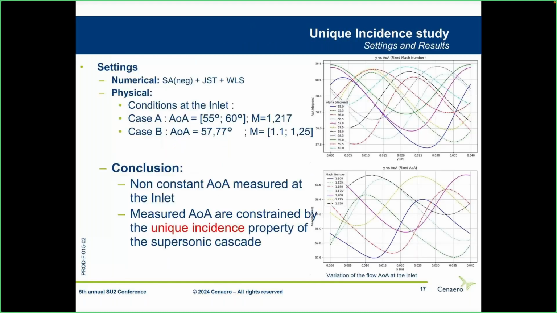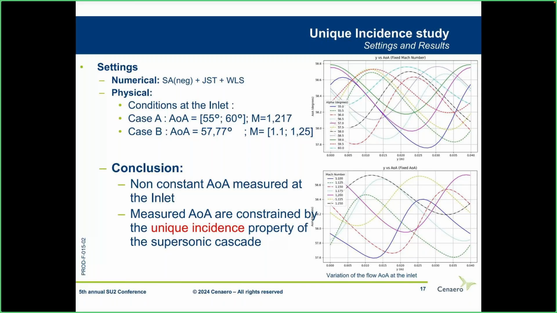However, this setting is super sensitive, as I was saying, to the unique incidence principle, and we were not able to find the angle of attack we set at the inlet when we measure it at the inlet. So we realized a unique incidence study. We took angles of attack ranging from 55 degrees to 60 degrees and set the Mach number at 1.2017. And in the second case here, we fixed the inlet angle of attack, and we made computations for a different range of Mach numbers.